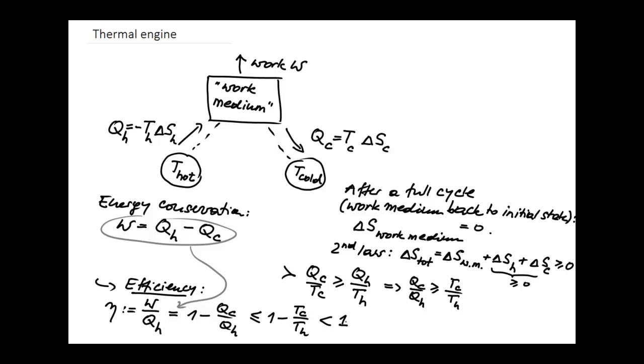And the traditional formulation of this finding is that there is no perpetuum mobile of the second kind. A perpetuum mobile of the first kind is an engine that violates energy conservation, that basically creates energy out of nothing. It is obvious that this is not possible. And a perpetuum mobile of the second kind would be an engine that perfectly converts heat into work, and this is not possible either by the second law of thermodynamics.